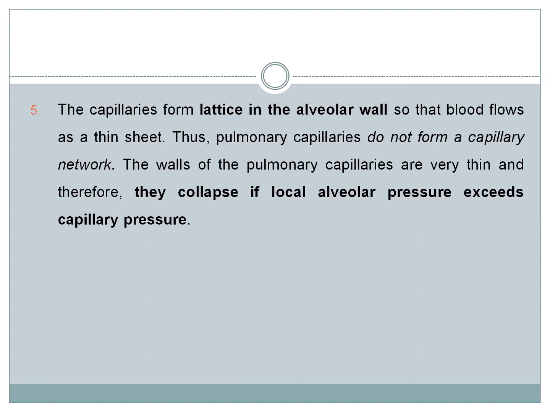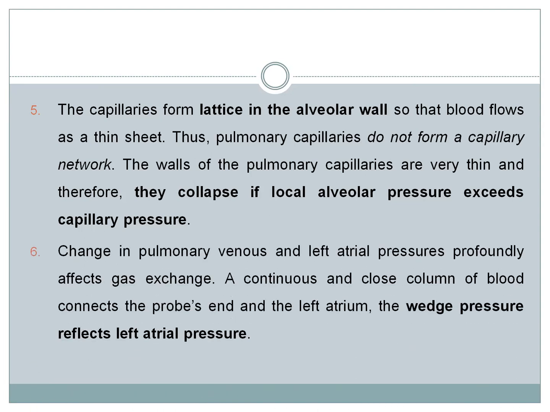The walls of the pulmonary capillaries are very thin, and therefore they collapse if the local alveolar pressure exceeds the capillary pressure. Now this thing you have to remember. As there is a pressure inside the alveoli and pressure inside the capillaries also, as this capillary membrane is very thin, if the alveolar pressure is increased, these capillaries can collapse. So these important functional points you have to remember.